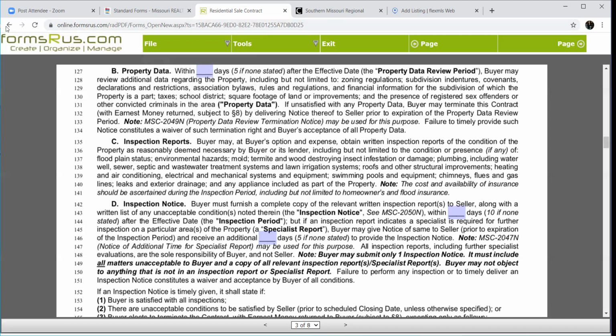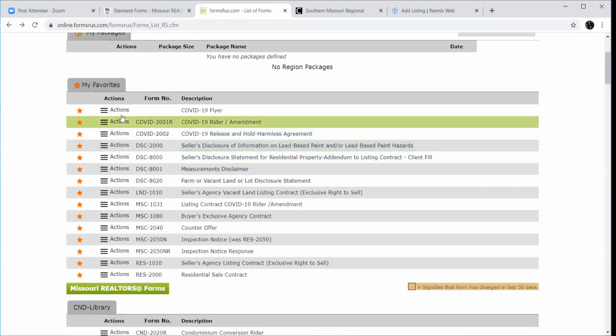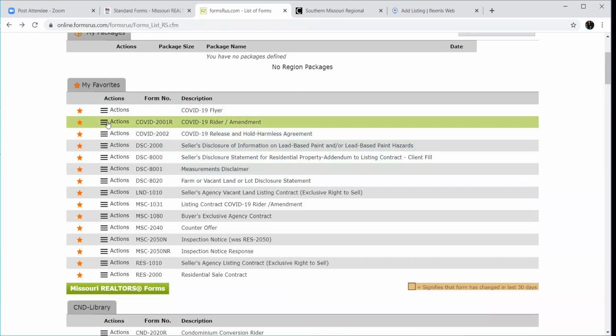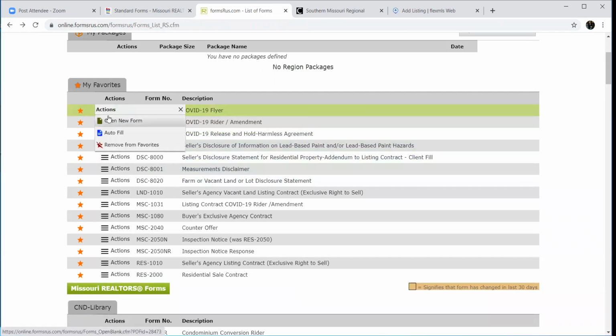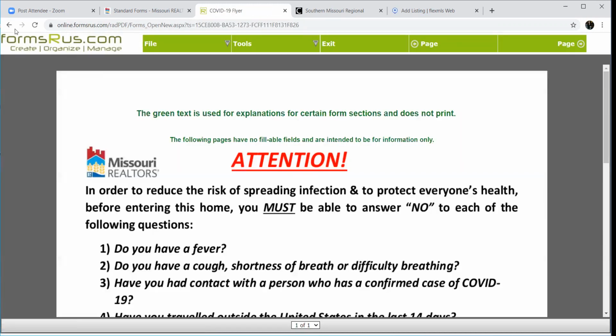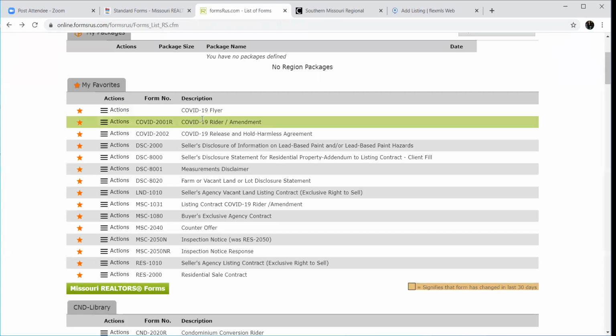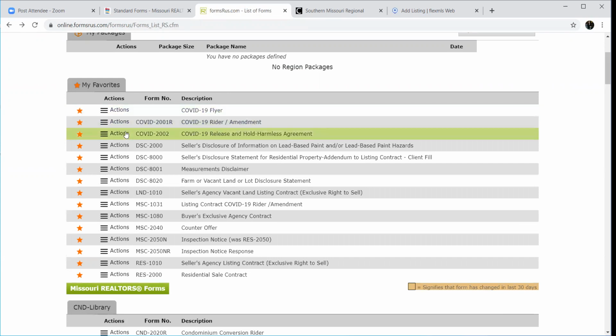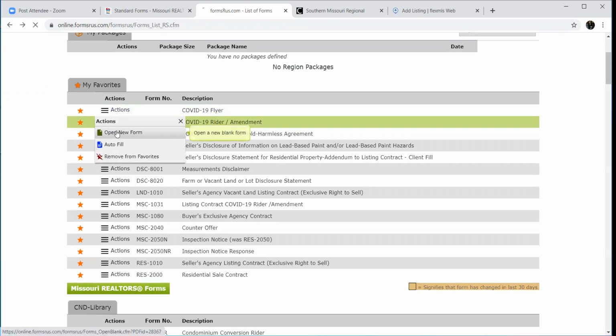All right, what questions you guys got? I think that's it, and did I show you the COVID riders last time? I did, didn't I? We'll go over them real quick here. Yep, that's just the sign for the door, which is great. There is one in here if you guys are having open houses or whatever and want just a basic boilerplate sign. There's one in there that's just called the COVID-19 flyer. Rider and amendment.